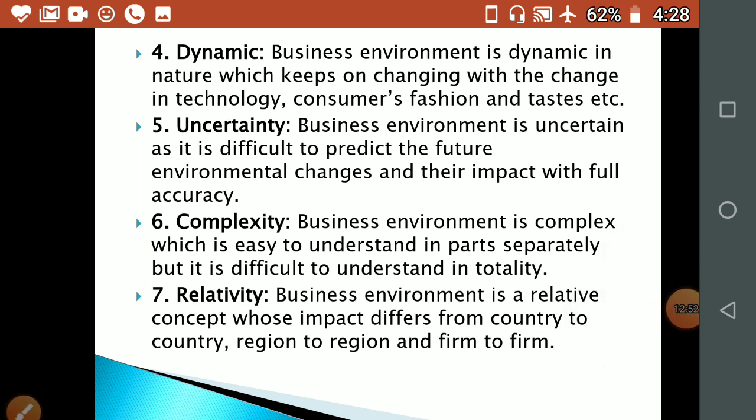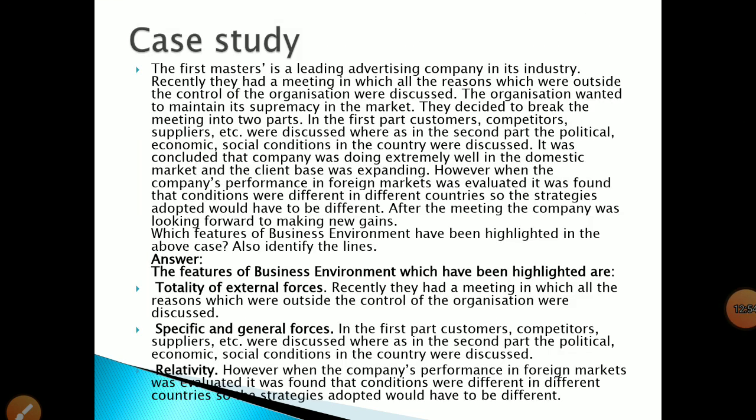Now let's understand this by a case study. The first master is a leading advertisement company in its industry. Recently, they had a meeting in which all the resources which were outside the control of the organization were discussed. The organization wanted to maintain its supremacy in the market.